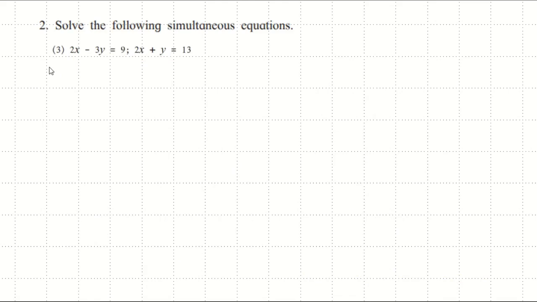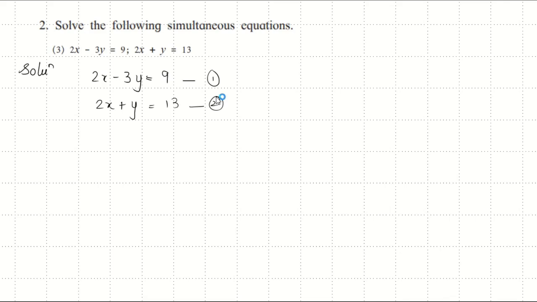Question number 3. Even here we have two equations given. 2x minus 3y is equal to 9, and another equation 2x plus y is equal to 13. We will write down both the equations here. Let this be equation number 1 and let this be equation number 2. Even here we need to find the value of x and y.